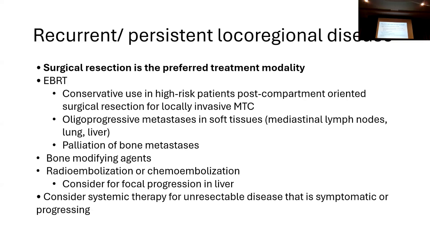We also sometimes use external beam radiation when we have what we call oligometastatic disease, for example, disease in distant sites, and in soft tissues, for example, lymph nodes between the lungs or the liver that seem to be growing, whereas the rest of the disease may be stable. So that would be an indication for us to consider localized radiation therapy to control those specific metastases.